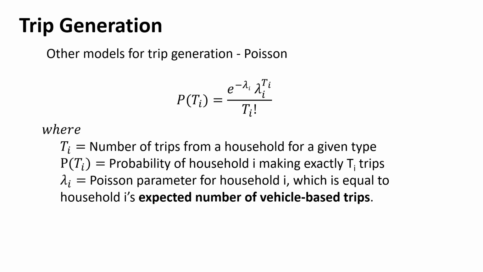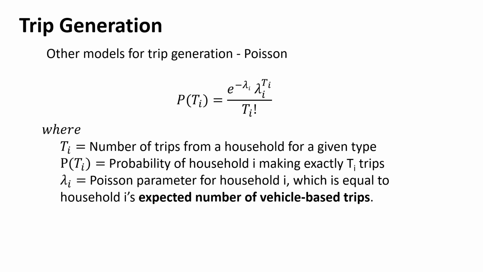It starts with the expected number of vehicle-based trips for a certain activity. We can then predict the probability of 1 trip or 2 trips or 3 trips from a certain household, or from a group of households that have similar characteristics. We can scale that up to cover all of that. So it's a little bit different way of looking at it. Before, we calculated the expected number of trips and just left it there. But what's the probability of these other things happening? That's where we would use this.